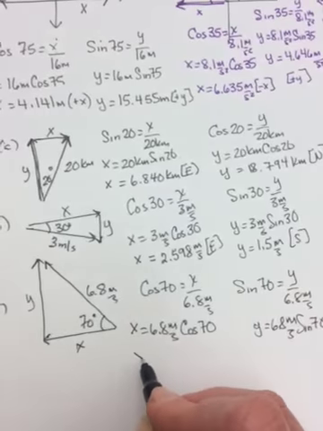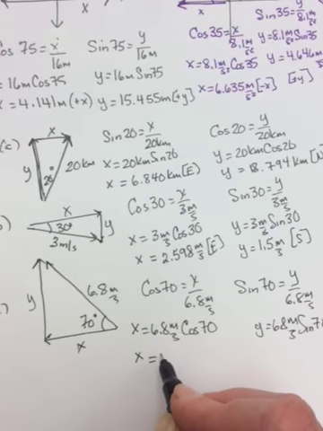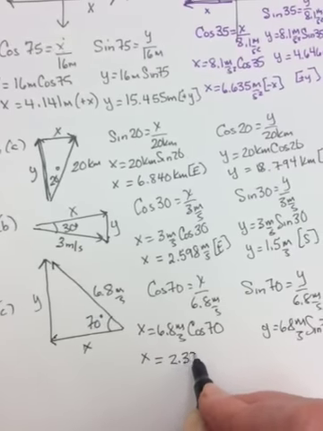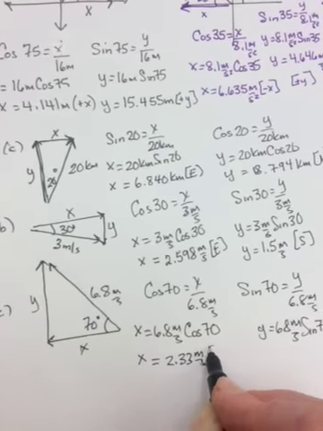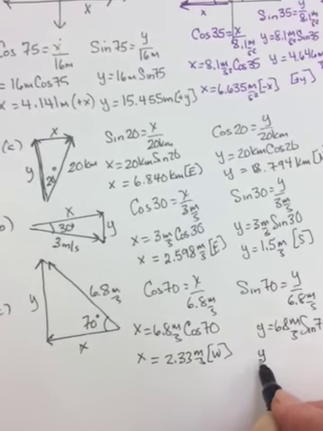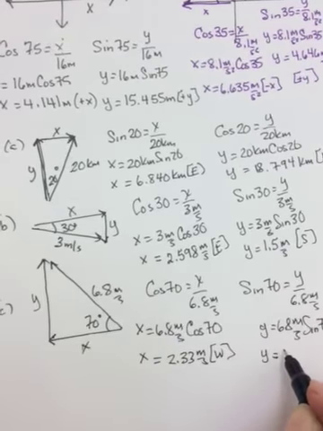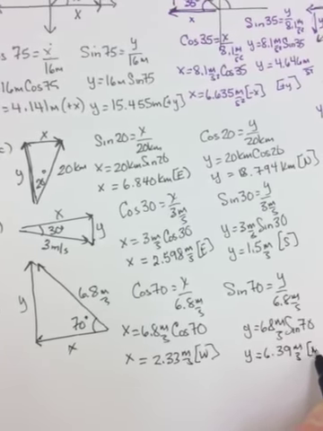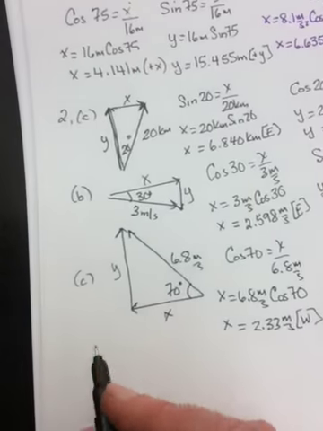Am I going to run out of time? Maybe. X is equal to 2.33 meters per second west. Y is equal to, I think that's 6.39 meters per second north. I'm going to run out of time on the next one.